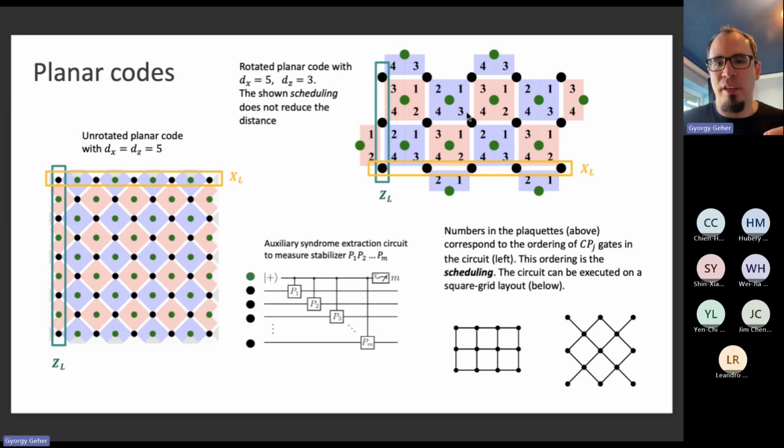The reason why you see numbers here is that these numbers specify how we construct the circuits to measure, let's say, this Z plaquette here. So if you look at this picture, this number corresponds to this P1. So P1 would be Z in this case. This number 2 would correspond to this P2 here.